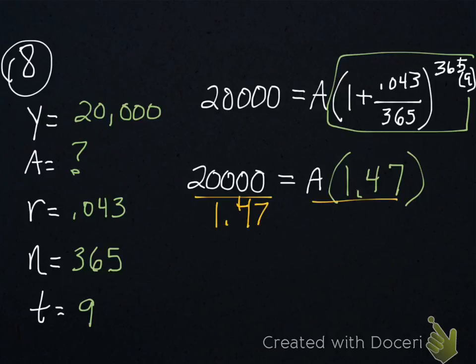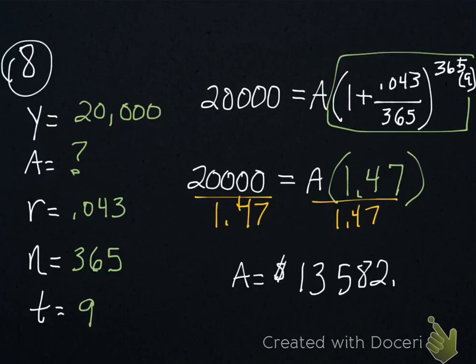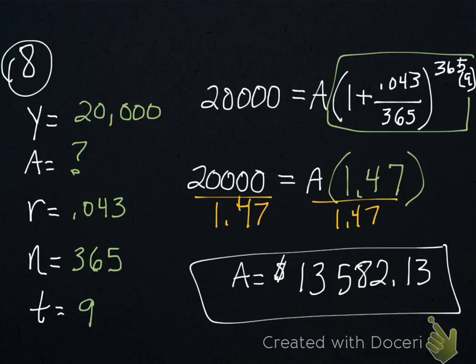Okay, divide both sides by 1.47. So 20,000 divided by 1.47 would give me $13,582.13. That's what I would have had to have started with in order to get to $20,000. This concludes our practice for compound interest.